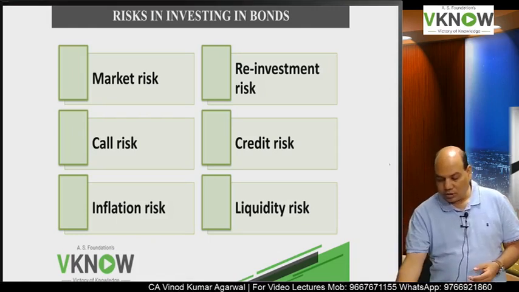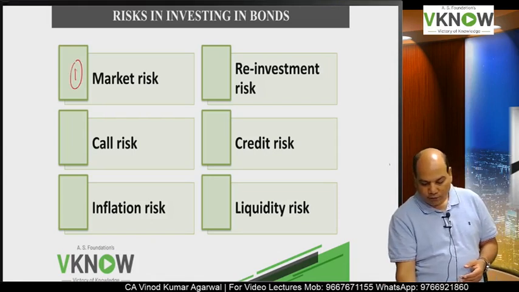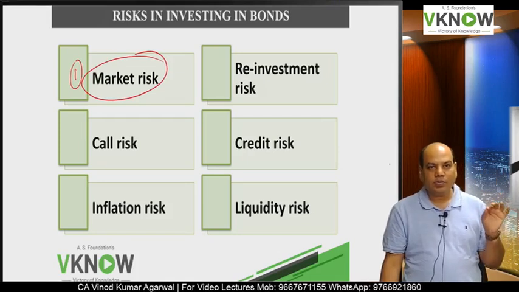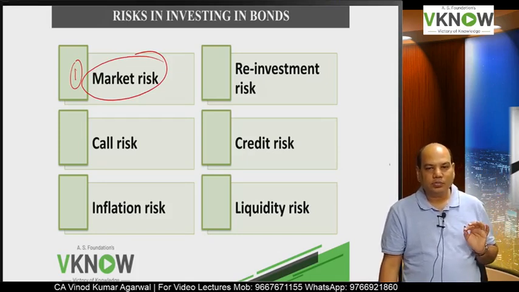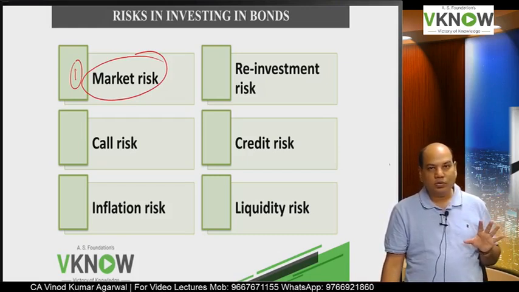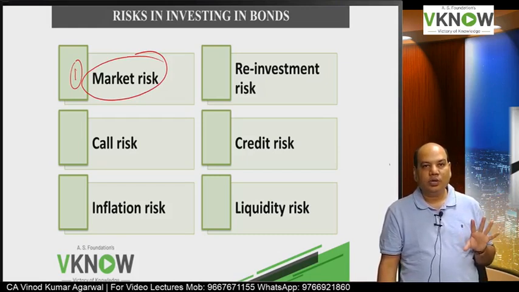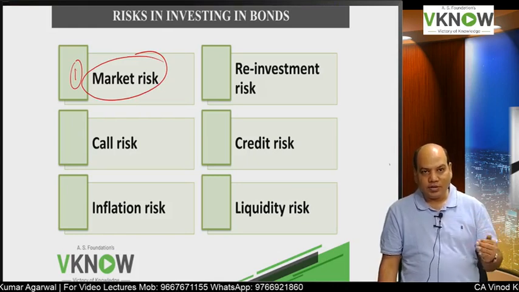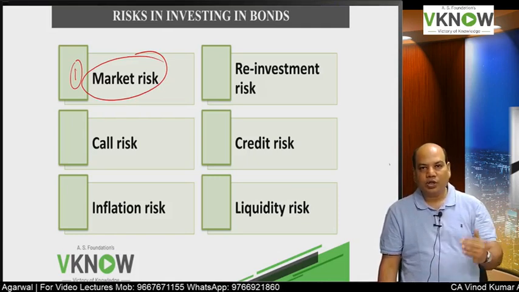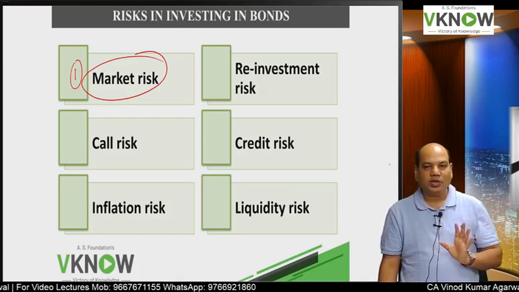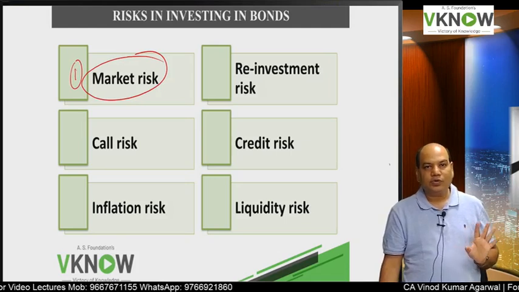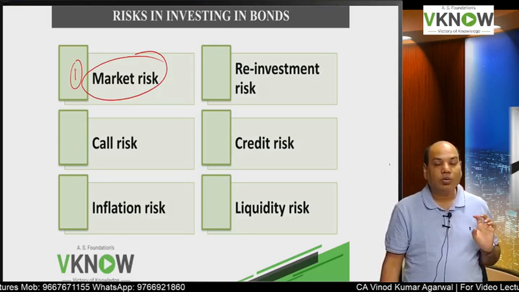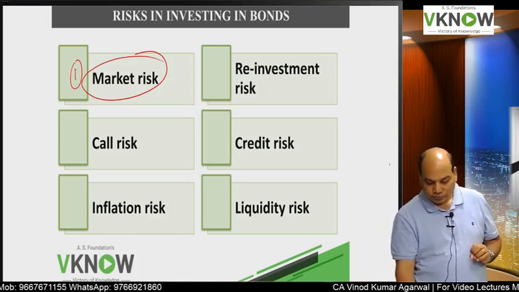The first risk we will see is market risk. If the market rate of interest increases, the bond price will fall. The example I have already given you: Silicon Valley Bank was holding long-term bonds. The US Federal Reserve increased the interest rate. The value of their bonds went down to such an extent that they couldn't pay their liabilities. Therefore, the depositors lost confidence in the bank and the bank had to wind up. So that is market risk.